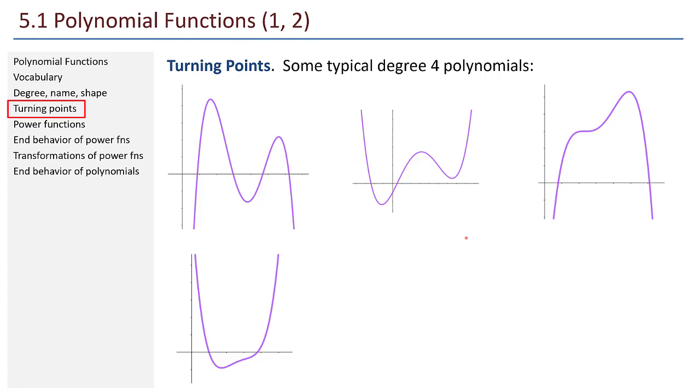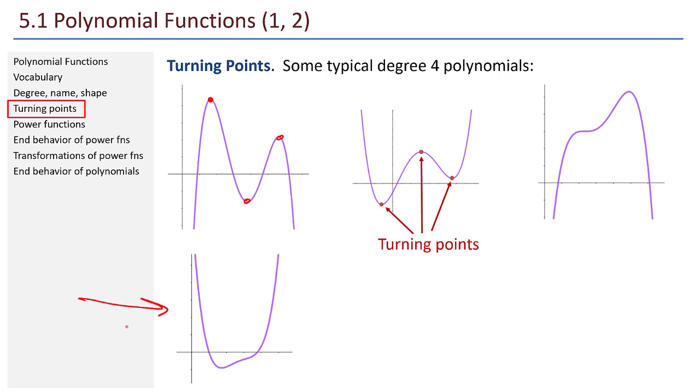Let's talk about the wiggles, the turning points of polynomial functions a little bit more. Here are some typical degree 4 polynomials being graphed. These are all degree 4. Now, some of them turn around. And the points on the graph where they actually change from decreasing to increasing or increasing to decreasing, those points are called turning points. The one that's labeled here has 3 turning points. The graph on the left, 1, 2, that has 3 turning points also.